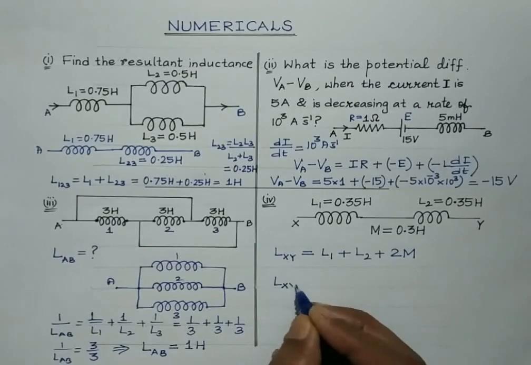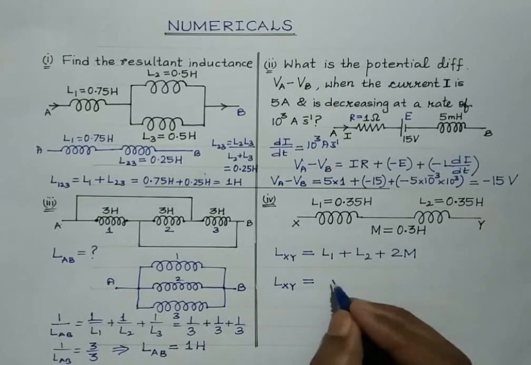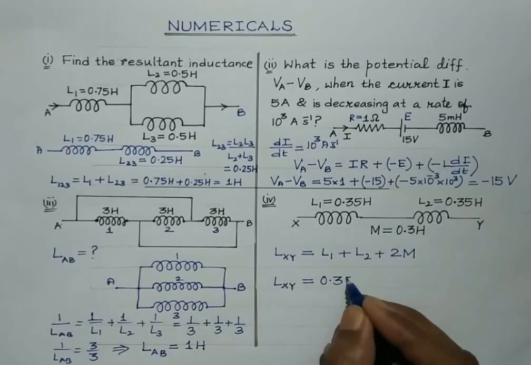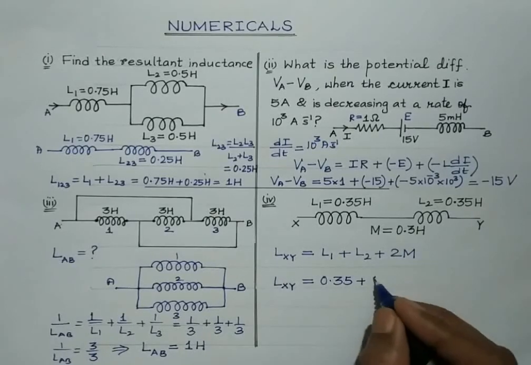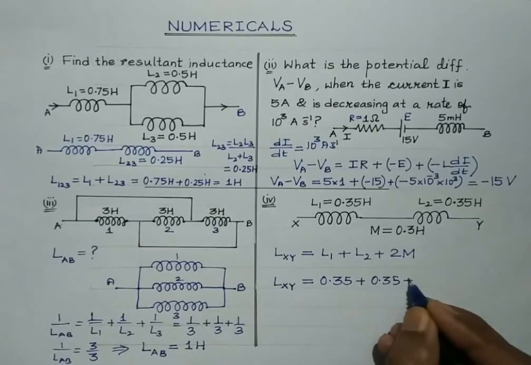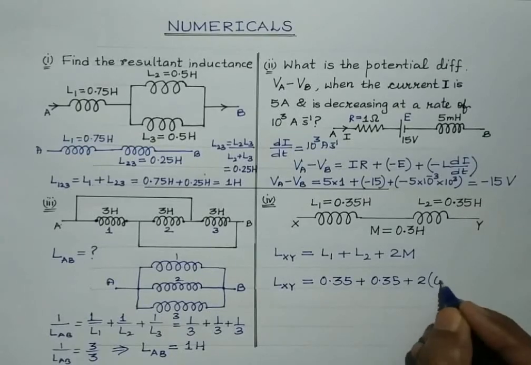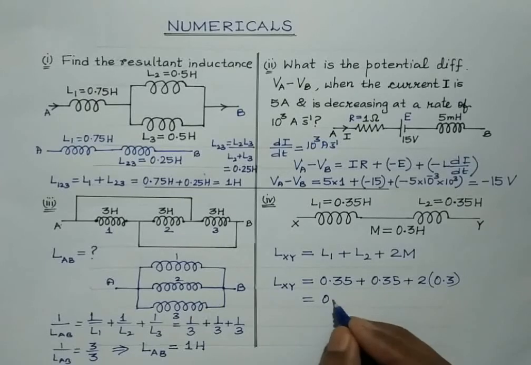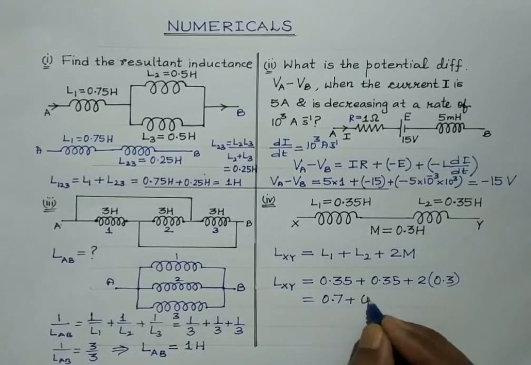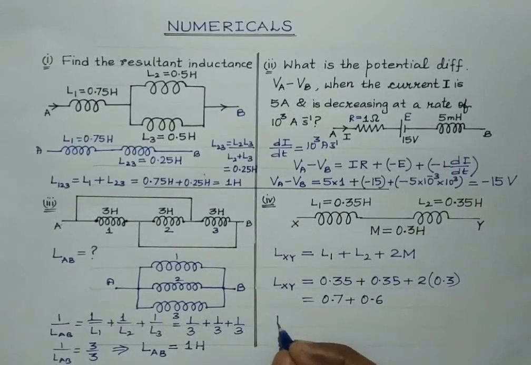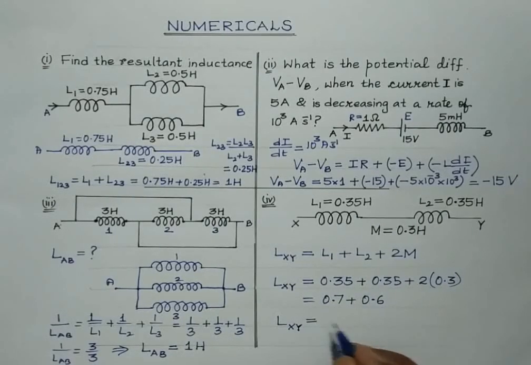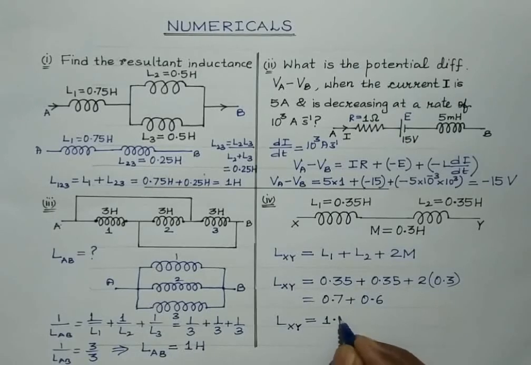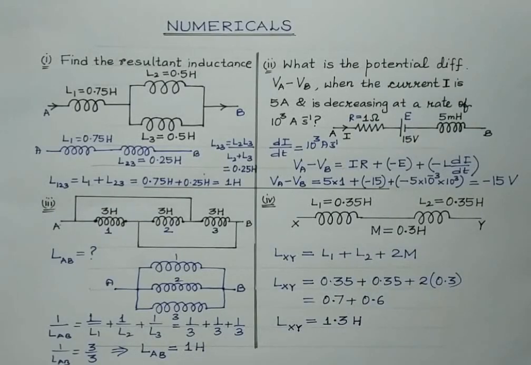So effective inductance between the points X and Y would be given by 0.35 plus L2, it's again 0.35, plus twice the value of M, which is 0.3. So what we get is 0.7 plus 0.6. So effective inductance between the points X and Y is equal to 1.3 Henry. So this will be the answer.